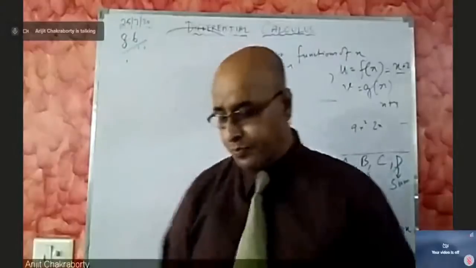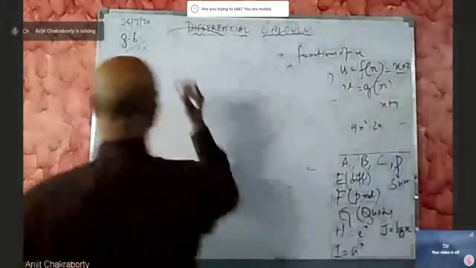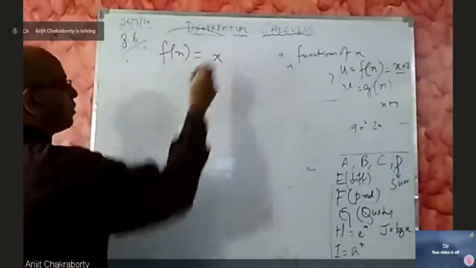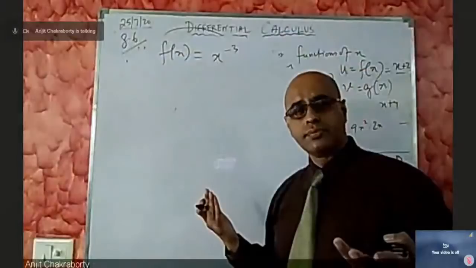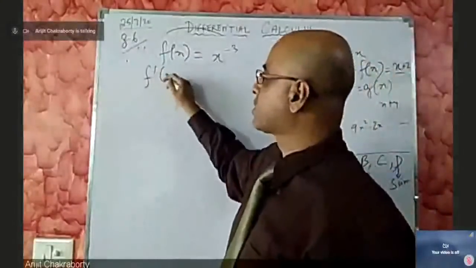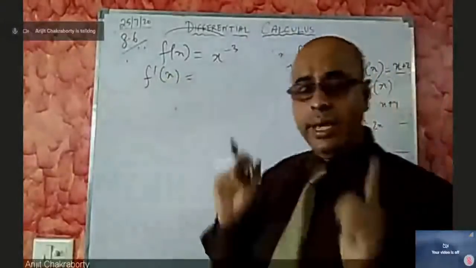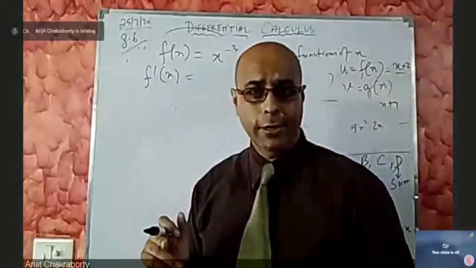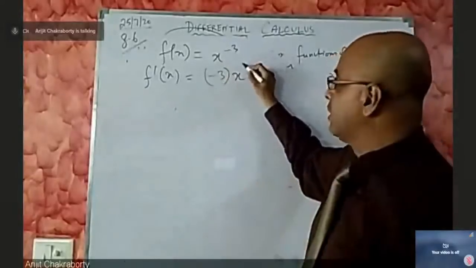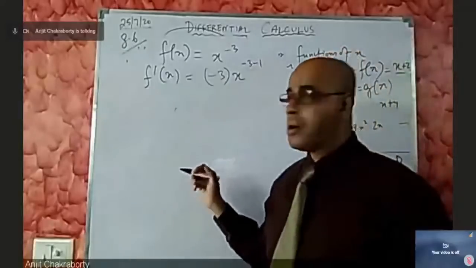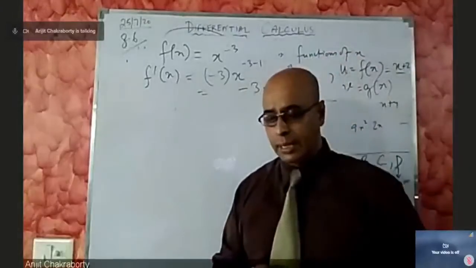So I'm taking, let's take this one. f(x) is equal to x to the power, say, minus 3. Derivative, dy by dx. So f dash x, that is dy by dx, is equal to, for x to the power n, n x to the power n minus 1. Correct? So here n is minus 3. So it comes down as n x to the power n minus 1, so minus 3 minus 1. So this becomes minus 3x to the power minus 4. Fine.